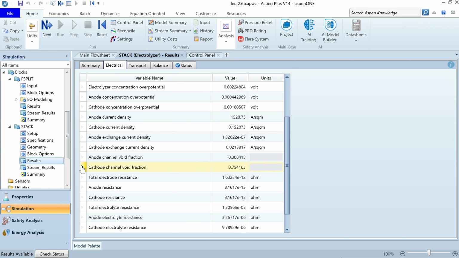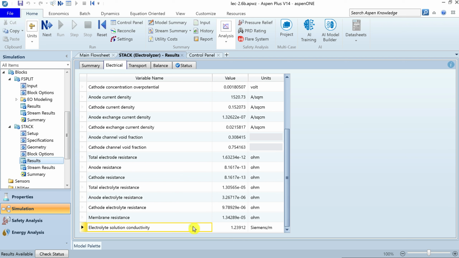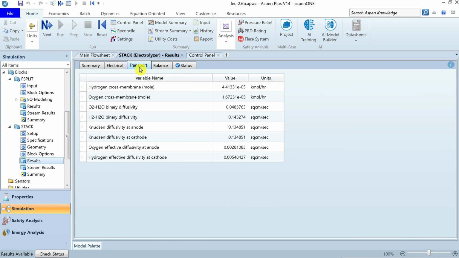The porosity on the anode and cathode sides, total resistance in the individual electrode and the electrolyte have also been calculated. The solution conductivity is also provided. On the transport tab, hydrogen and oxygen crossover through the membranes are also provided. Binary diffusion coefficients, Knudsen diffusion coefficients, as well as effective diffusion coefficients on both of the electrodes have been calculated.